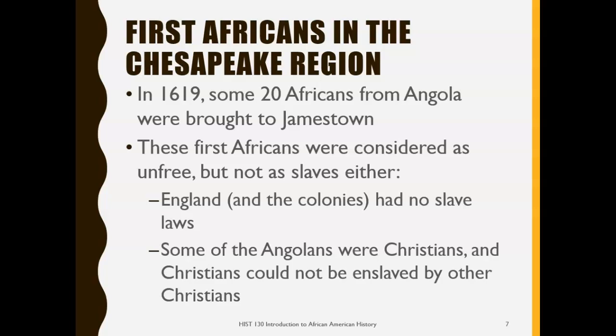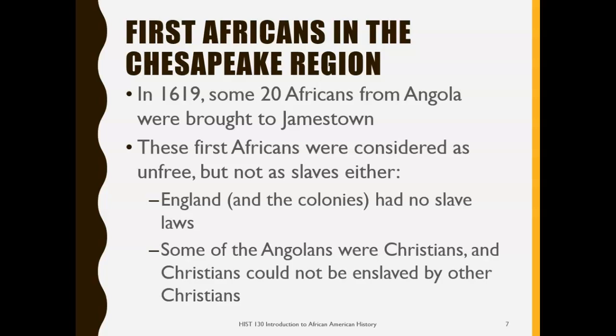There's still a debate about the exact number of these first Africans, but there are some records that tell us that they were 20 and odd, which means that they are about 20, which means also that the number is not exactly 20. With regard to the status, some people also call them enslaved Africans. However, they should not be considered slaves, even though they were not free either.